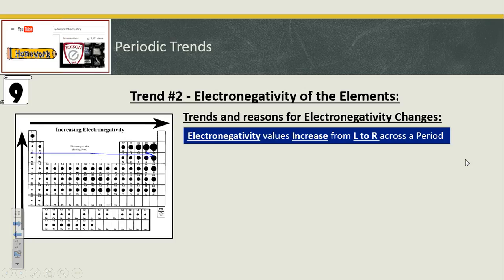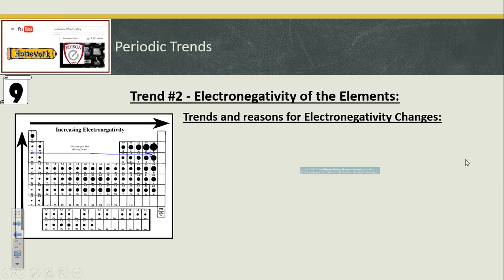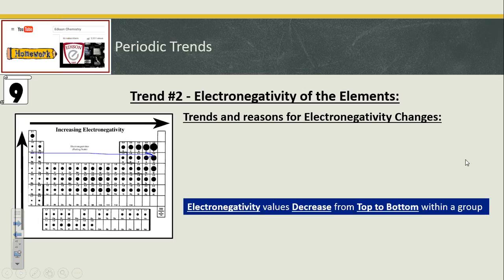And why is this? Well, effective nuclear charge, again, is increasing across a period, which pulls the electrons from the outer elements stronger and stronger. So, that being said, it can pull on somebody else's electrons stronger and stronger and stronger, which I think is our final explanation. Oh, no.